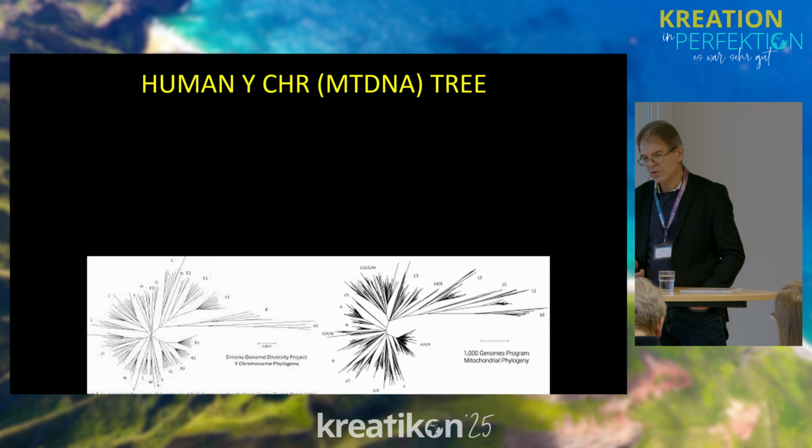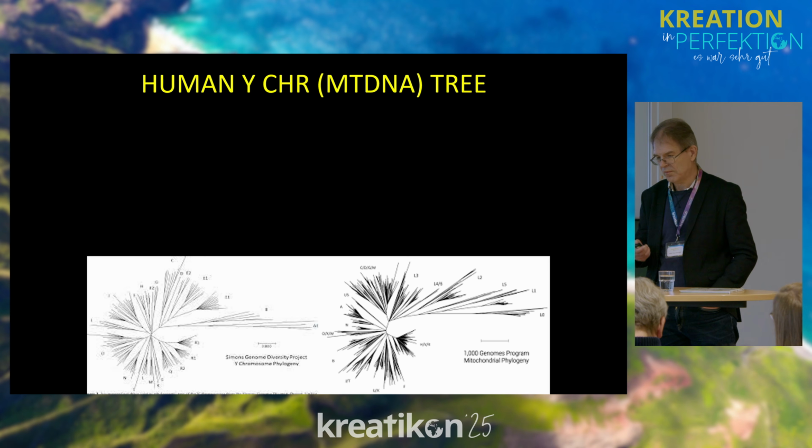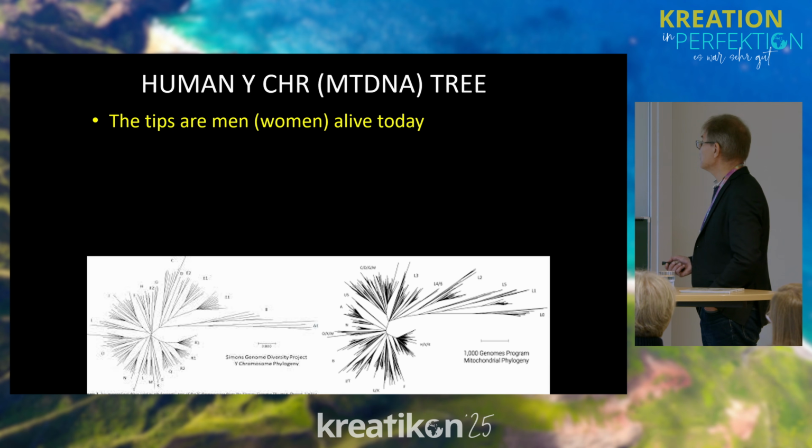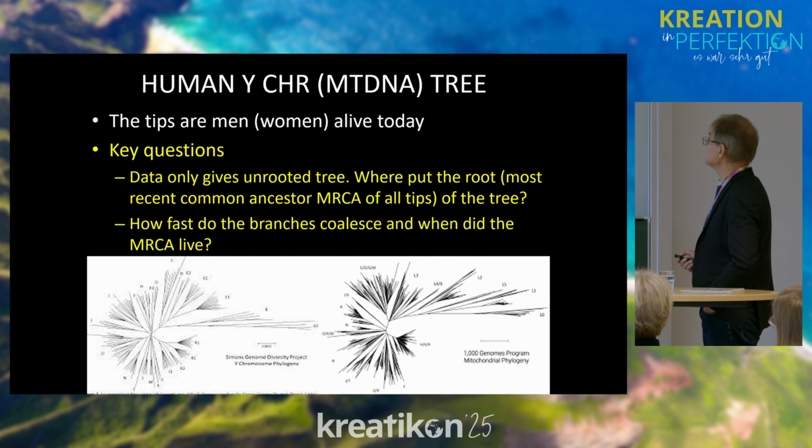So let's look more closely at the human Y chromosome or mitochondrial DNA tree. As I said, for the human Y chromosome tree, the male tree, the tips are men, or women for the mitochondrial DNA tree, alive today. And then we have some key questions. The data only gives an unrooted tree. We don't know where along this tree the most recent common ancestor lived. We would like to find the root of the tree. And another key question is, how fast do the branches coalesce, go together?